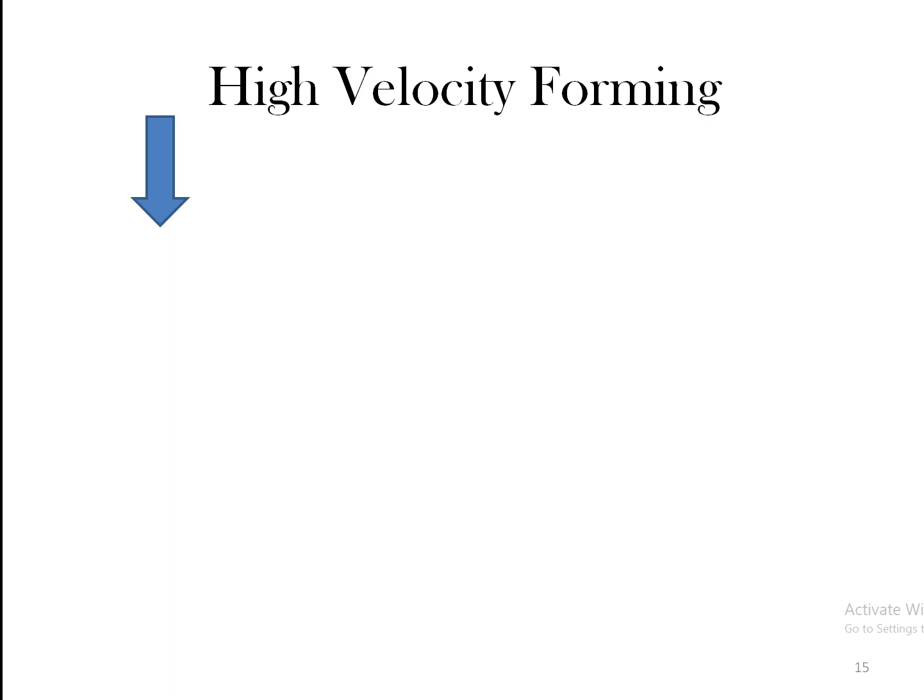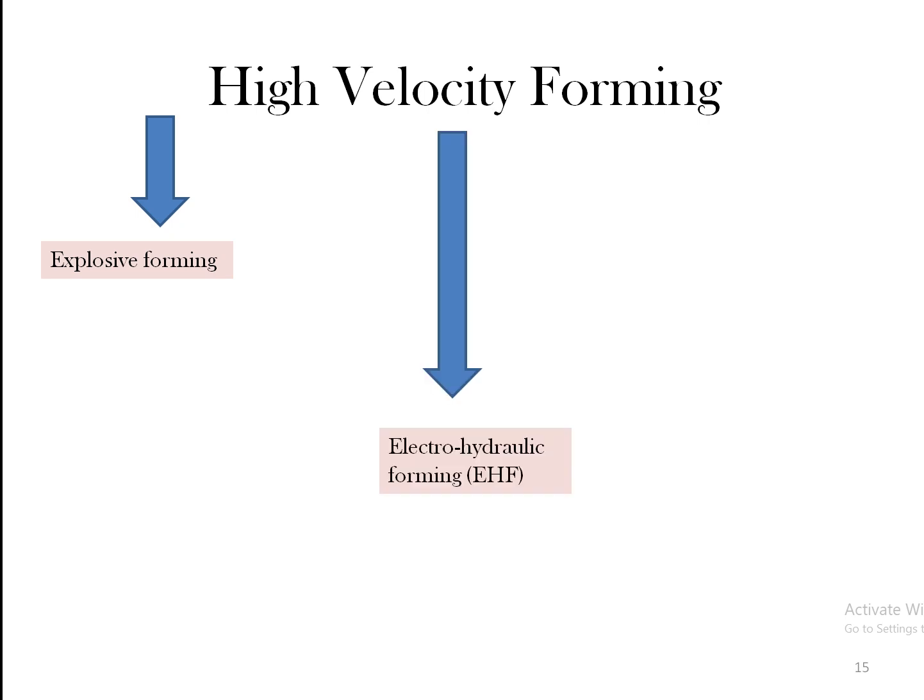Now, this high velocity forming process is classified into basically three types of methods. The first one is called explosive forming. We'll see to that later. The second one is electro-hydraulic forming, and the third one is electromagnetic forming. Explosive forming is mainly used in sheet metals and sheet metal operations.